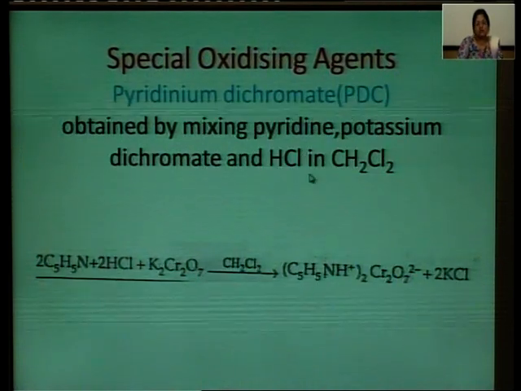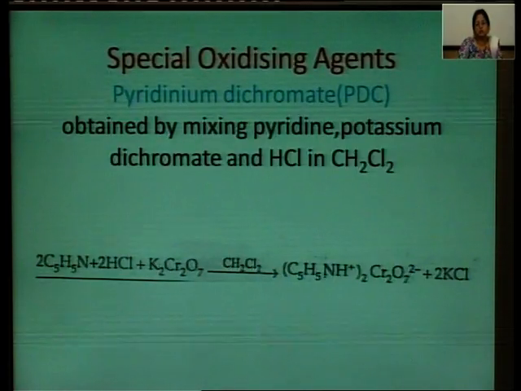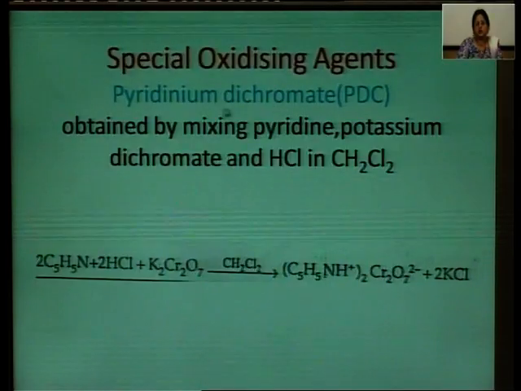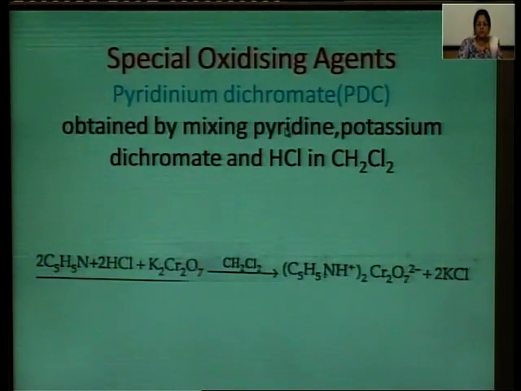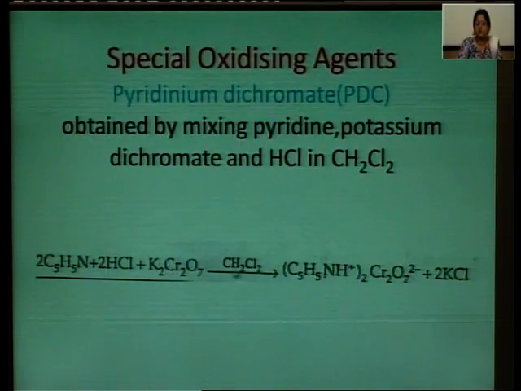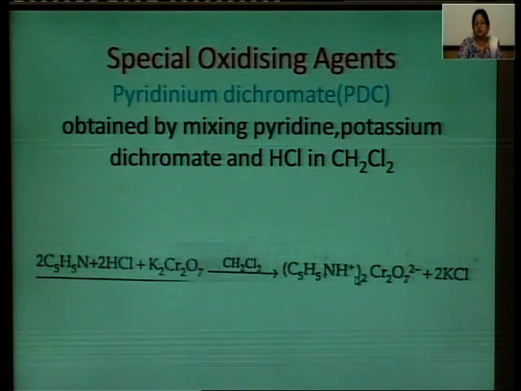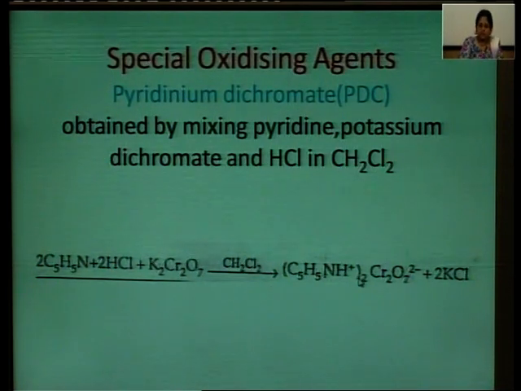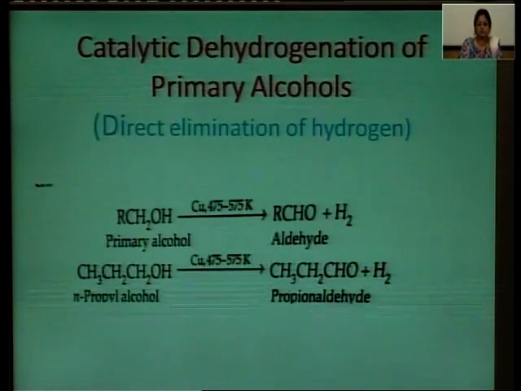Another example of an oxidizing agent which does not oxidize the aldehydes formed to carboxylic acids is pyridinium dichromate. This oxidizing agent is obtained by mixing pyridine, potassium dichromate and HCl in dichloromethane. That is, 2 molecules of pyridine react with 2 moles of HCl plus 1 mole of potassium dichromate in dichloromethane and form the complex known as the pyridinium dichromate complex, and this is the oxidizing agent which is used for the oxidation of alcohols to aldehydes.